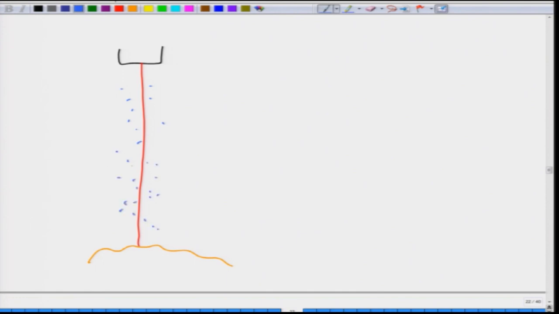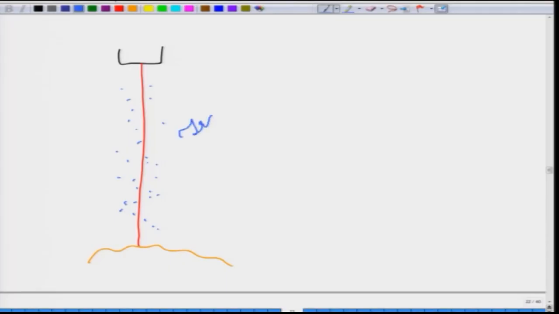Now, suppose the medium is such, or the wavelength of the laser is such, that it interacts with the medium in such a way that it gets absorbed. In that case your laser beam will not be able to reach the surface. So, you want some particular wavelength at which the medium is transparent. That is the first requirement.